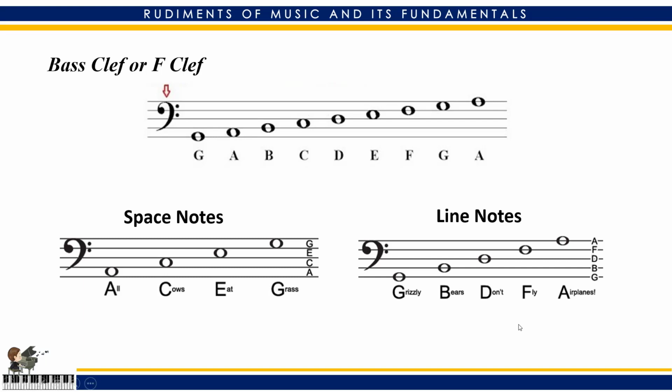Next, line notes. Ang mga notes na bumubuo sa lines ni bass clef or F clef ay G, B, D, F, and A. So pwede natin siyang lagyan ng meaning na grizzly bears don't fly airplanes. So again, space notes, all cows eat grass. Line notes, grizzly bears don't fly airplanes.